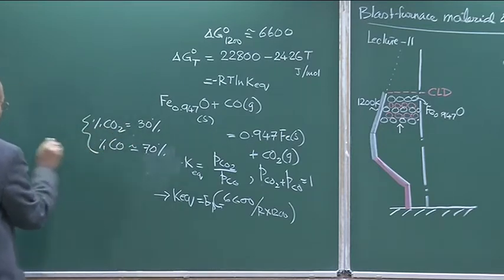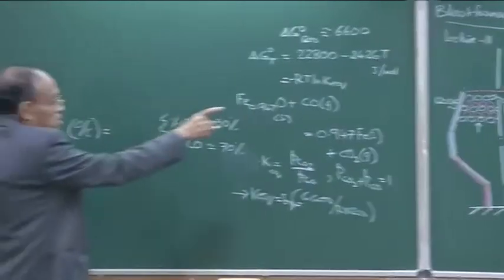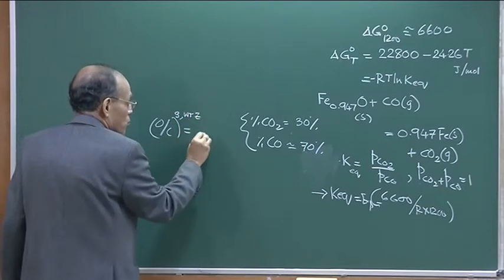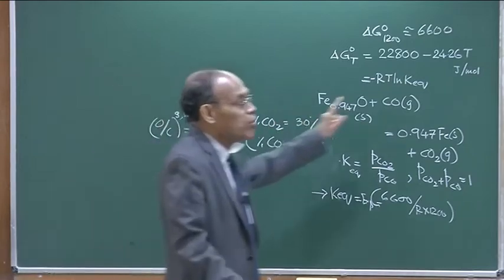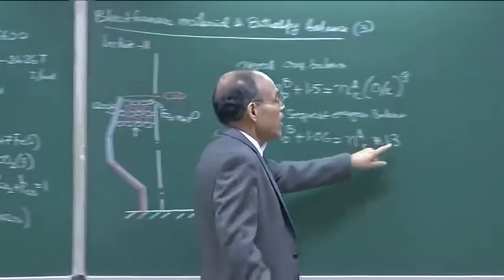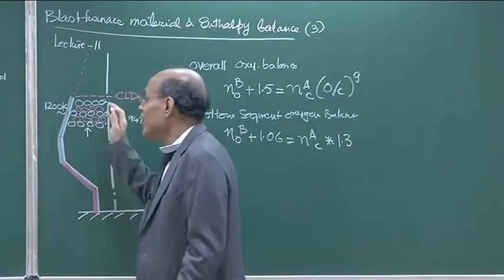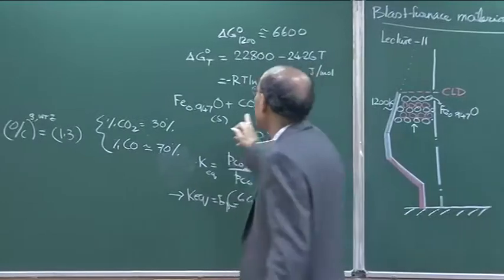We will have an O by C ratio of the gas, which is the O by C ratio of the gas leaving the Wustite reduction zone, equal to 1.3. So, the value of 1.3 which I have indicated here comes from the consideration of thermal and chemical equilibrium of the oxidation reduction reaction that I have represented.